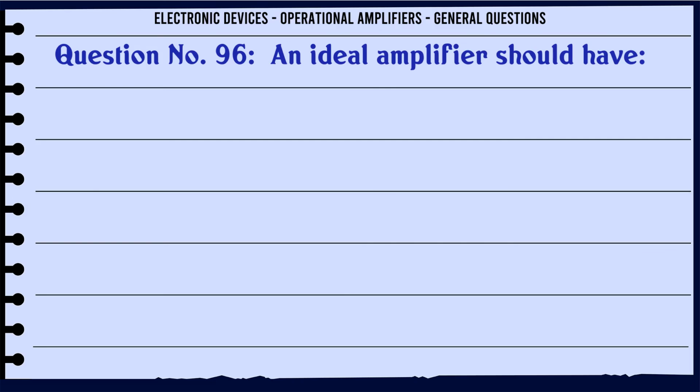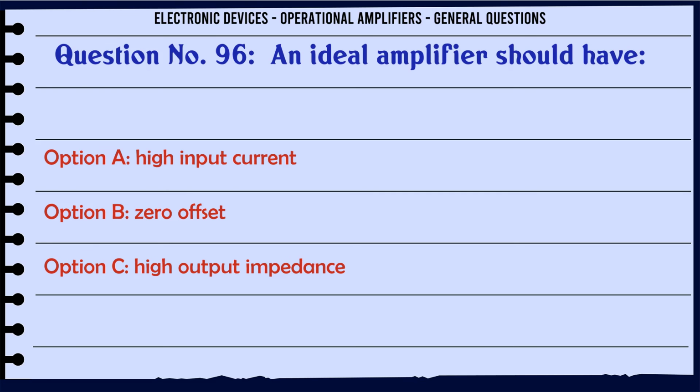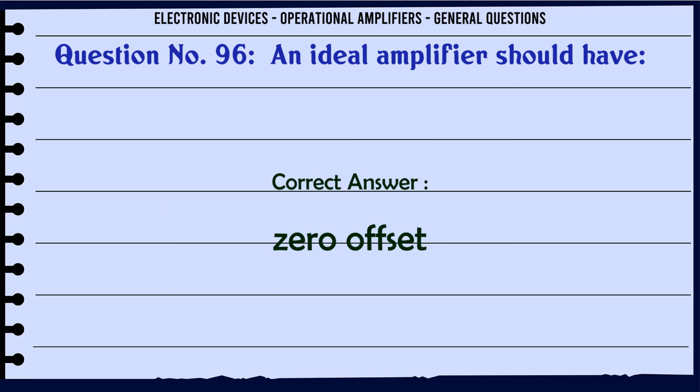An ideal amplifier should have A. High input current, B. Zero offset, C. High output impedance, D. Moderate gain. The correct answer is zero offset.